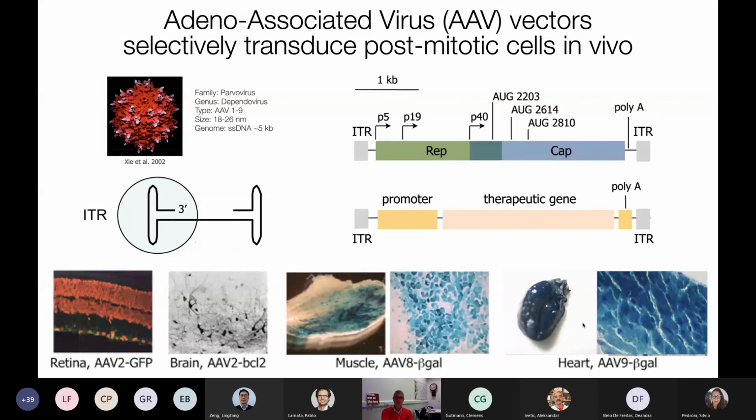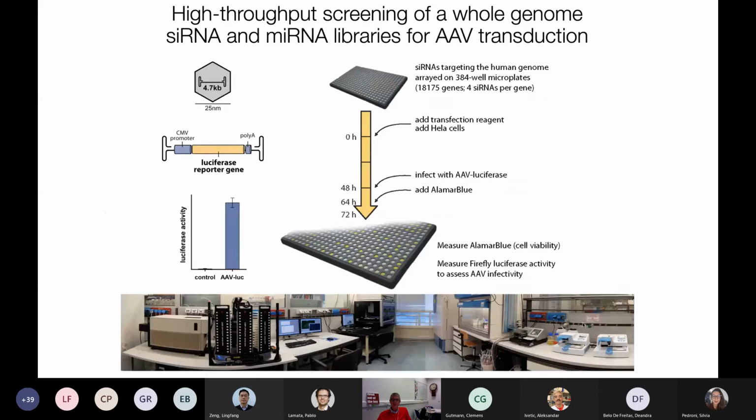Why don't they work in all cells that grow in an incubator in the laboratory? So why are they restricted to post-mitotic cells? And there is very little known about cell permissivity to AAV vectors. So we decided to tackle this with a screening.